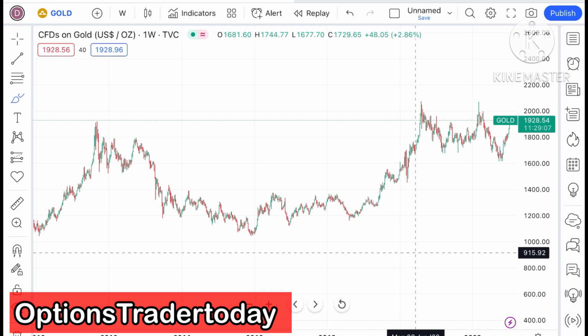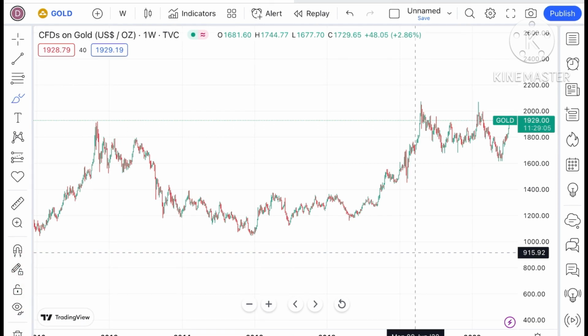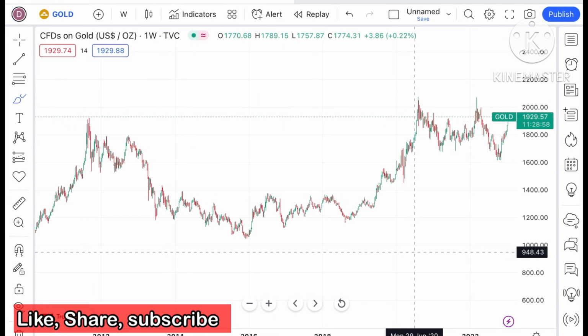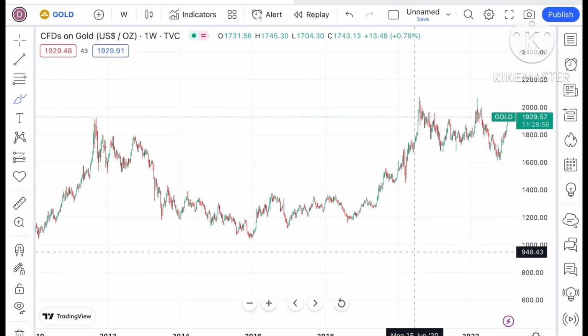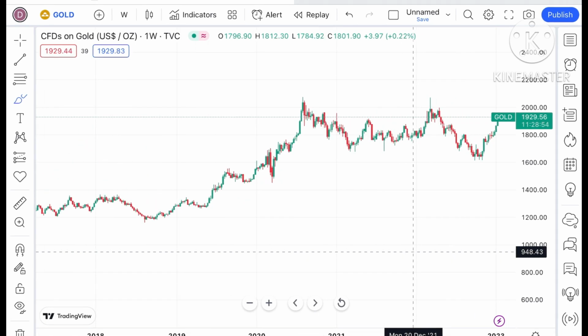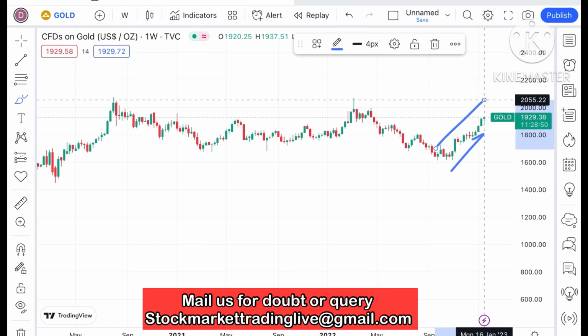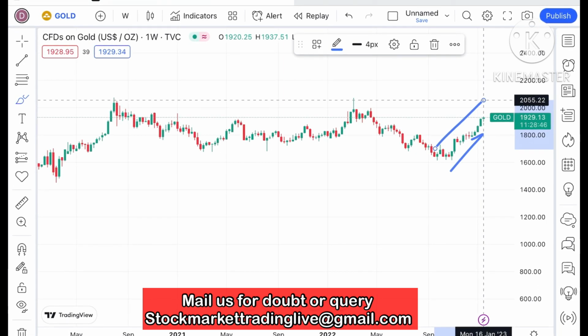So today in this video I will explain how the price of gold has moved in the last week and how the price of gold can move in the next week. See, if you look at the chart of gold, we have seen that gold is continuously rocketing upside. As you can see looking at this particular chart, continuously for 4 weeks we have seen the trend for gold on the higher side.